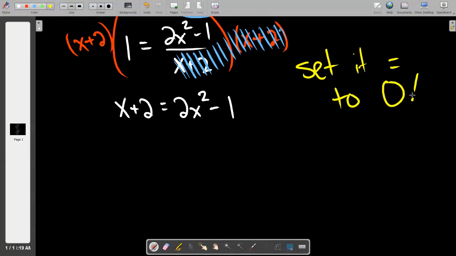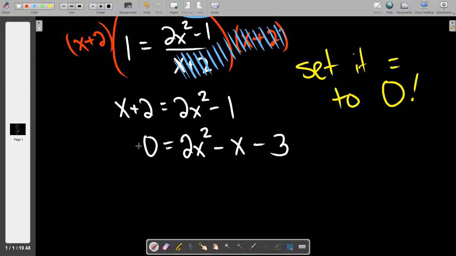Quadratics should be set equal to 0 when we go to solve them so that we have all of our options available to us. So I'm going to pull the x across, and the 2x squared is going to stay as it is. The x is going to come across and become a minus x. And then we're also going to subtract the 2 across, becoming a minus 3. And there's our goal, our target. We got it set equal to 0.